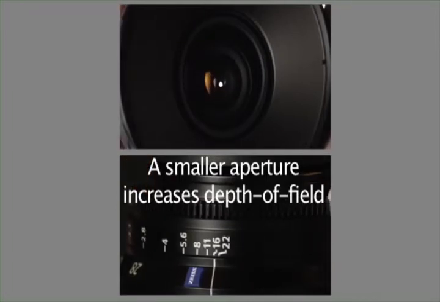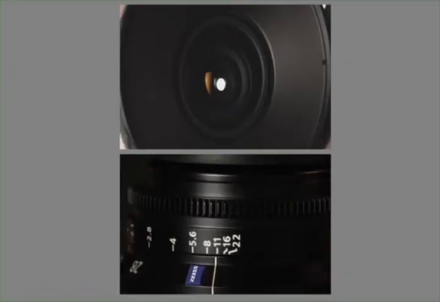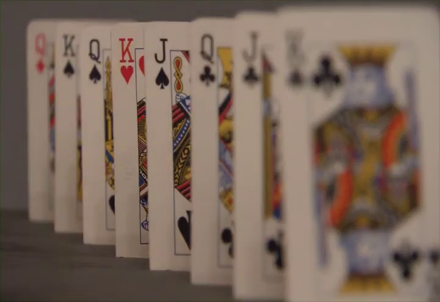As we close down to a smaller aperture, we get more depth of field. Here the lens is at minimum f-stop. On this lens, that's f22. As we open up again, we reduce the depth of field.